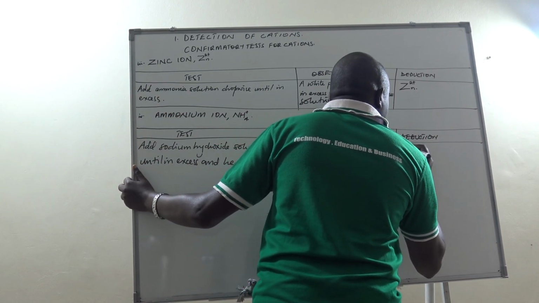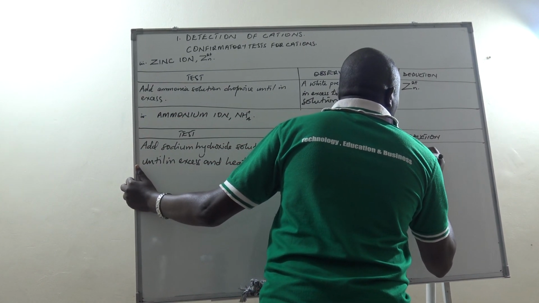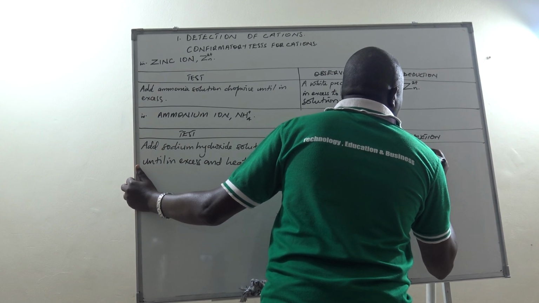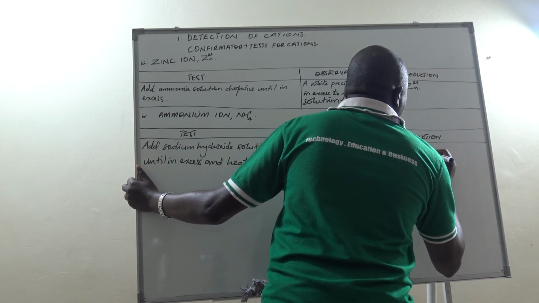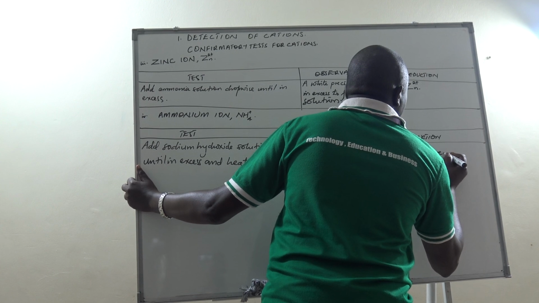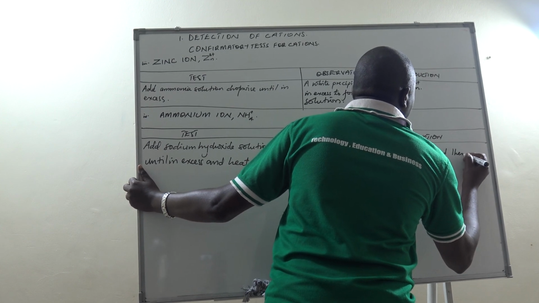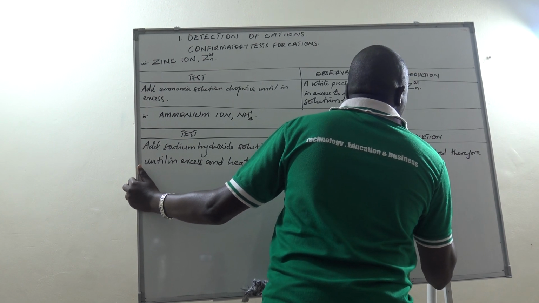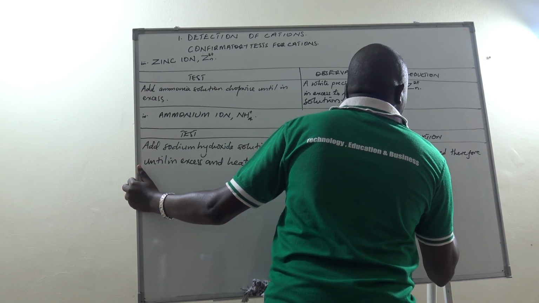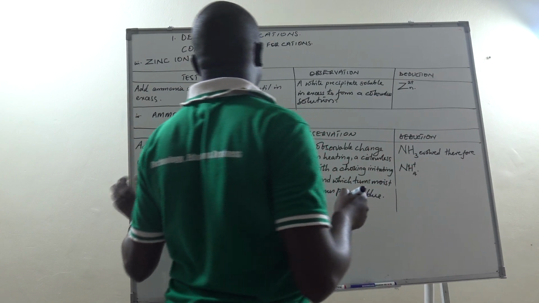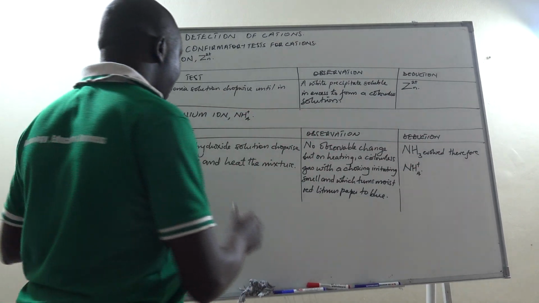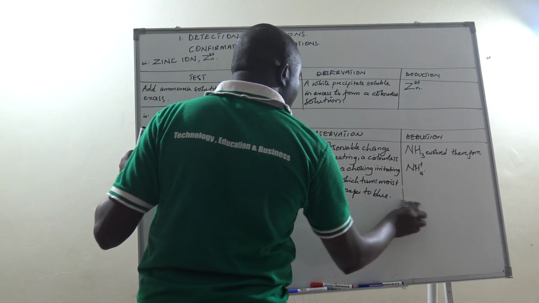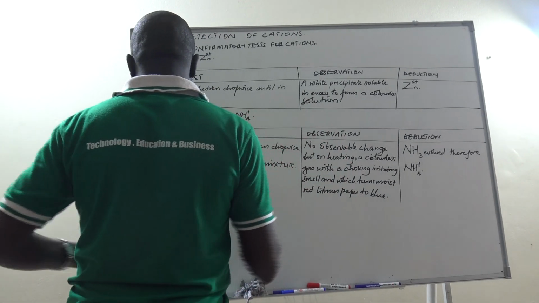So we deduce in this case that it is the gas which is ammonia that has been produced. Ammonia evolved. Therefore, we have ammonium ion in the solution under test. We are detecting these cations here in solutions. Mark Q or be able to remember this.